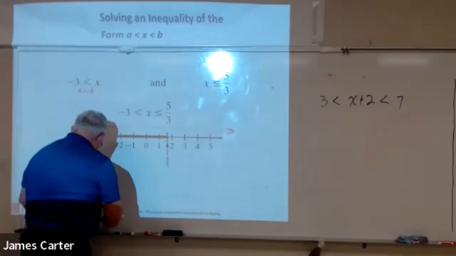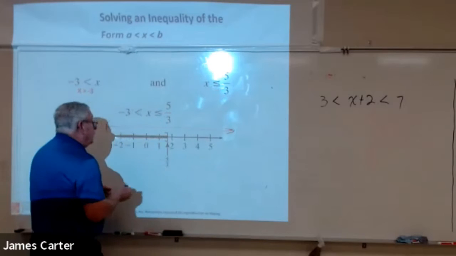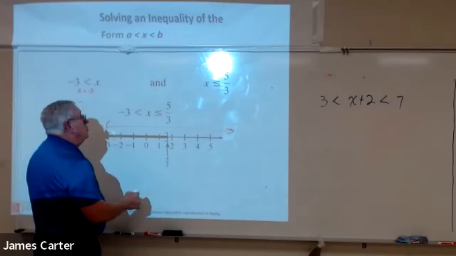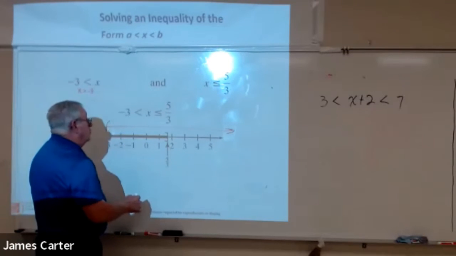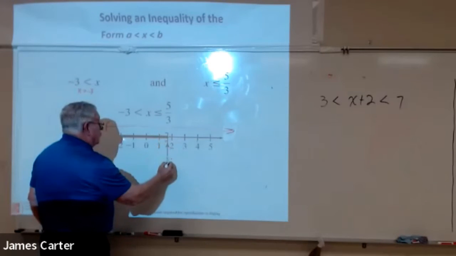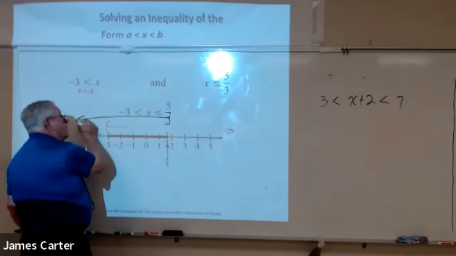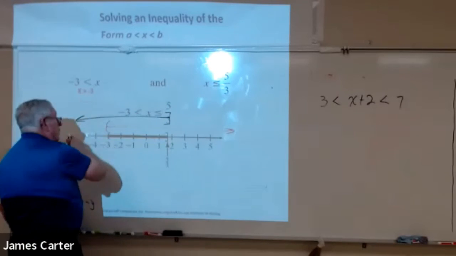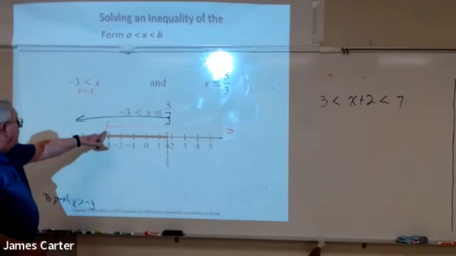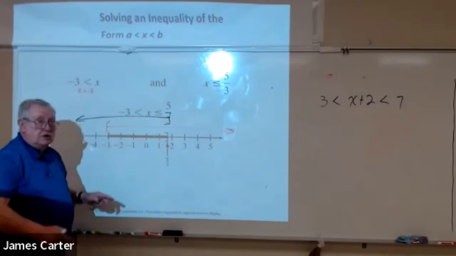Okay, for this one, 5/3, which is 1 2/3. Right here, they've got it. It's going to be greater than or equal, and everything this direction. Now, based on these two graphs, you get this solution.